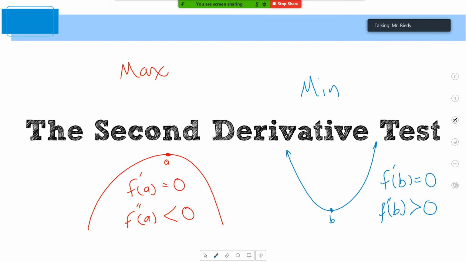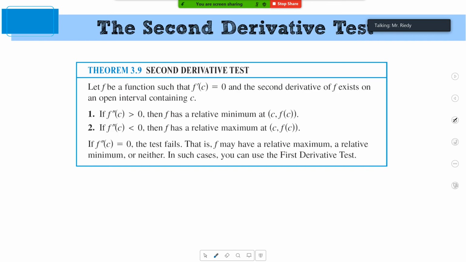Up until this point, we've used the second derivative talking about concavity and points of inflection. Now, all of a sudden, we're going to put that concavity and points of inflection aside and use it to do what we can already do, and that is find critical numbers. Okay?